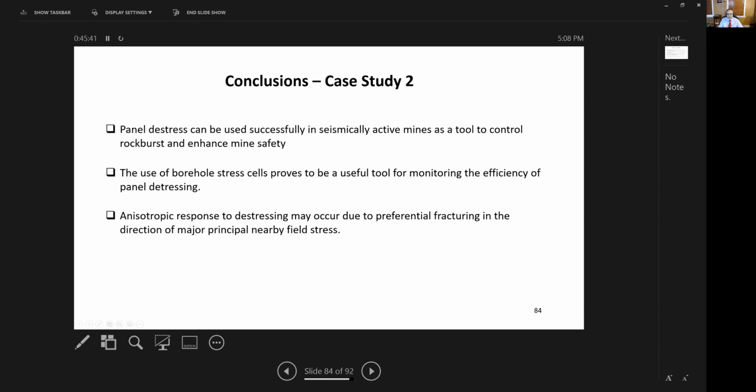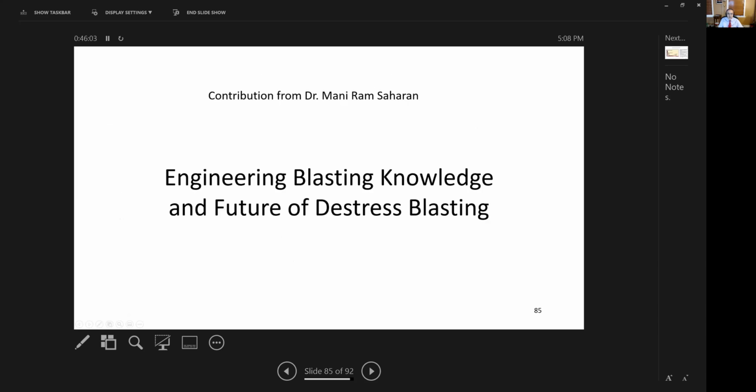Anisotropic stress response to distressing may occur due to preferential fracturing in the direction of major principal stress, and that's what led us to find alpha 1 different from alpha 2 and alpha 3. Panel distressing requires large-scale choke blasting similar to production blast, and this is very different from preconditioning applications.